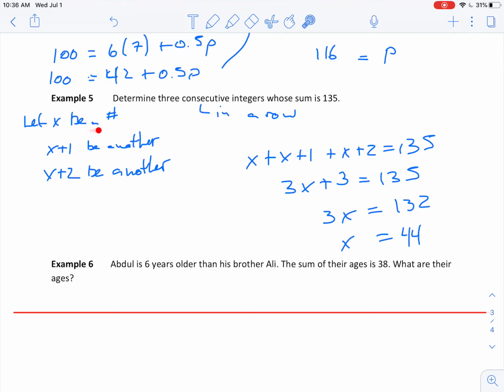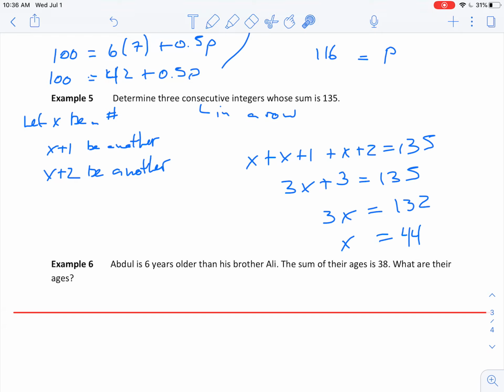So we're going to let x be a number. And then we're going to let x plus 1 be the second number. And we're going to let x plus 2 be the third, because that would be consecutive. x, then x plus 1, and then x plus 2. So now I have my expression x plus x plus 1 plus x plus 2 equals 135, right? That's what it tells us it equals to.